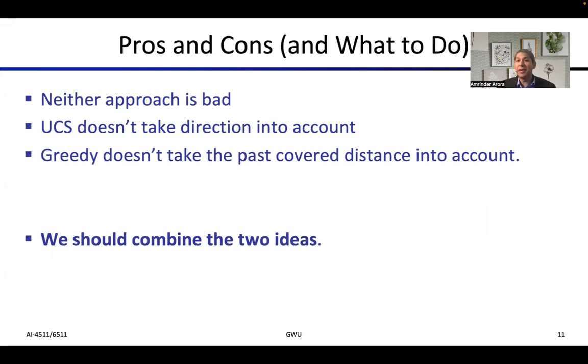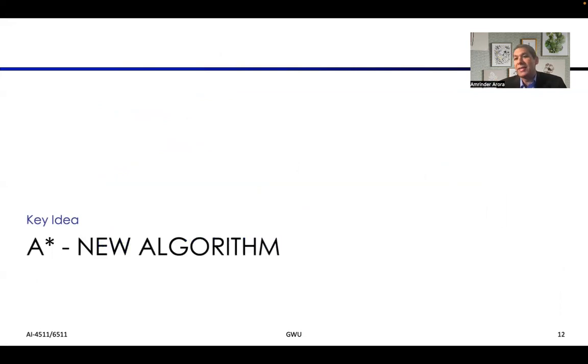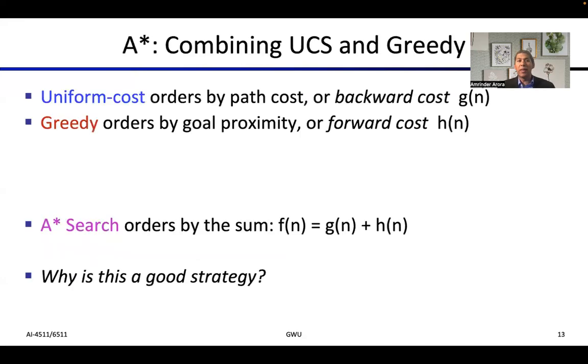The best idea here is we should simply combine these two ideas. Both ideas have some merits. We can combine them, and that's the key idea. The key idea here is the A-star algorithm, which is a new algorithm. What A-star does is it comes up with a new ordering, defined by the sum of g(n), which is the backward cost, which is what the uniform cost search is using, and the forward cost h(n). It takes the sum of it, and then it expands the node as per that.